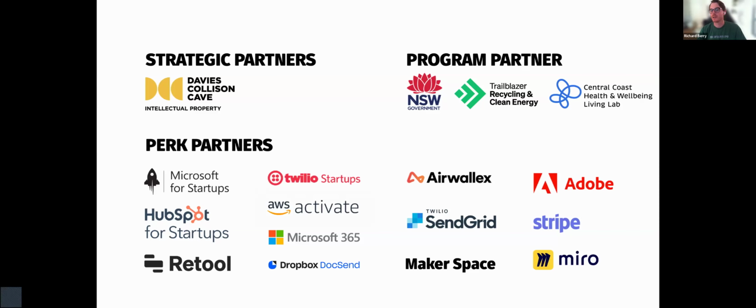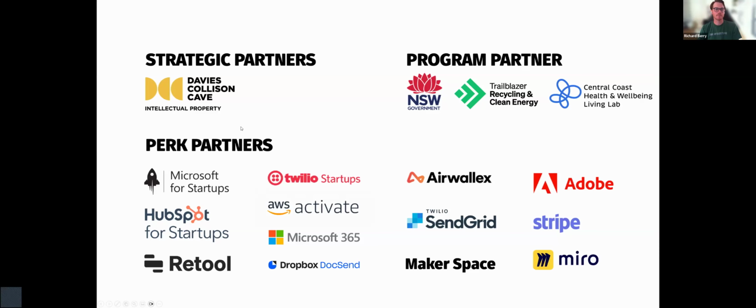And also Courtney and her team at the Central Coast Health and Wellbeing Living Lab. They are based in Gosford, just down the road from our innovation hub at Gosford that Kellen's linked in the chat. You can meet Courtney and her team, and they can connect you to the health ecosystem down in Gosford and across other regions, should you need to, for example, validate your solution.